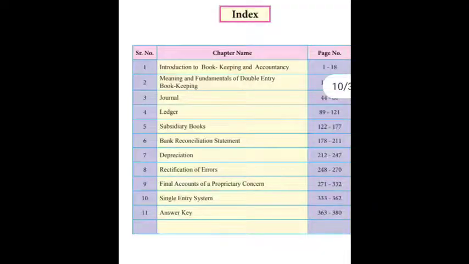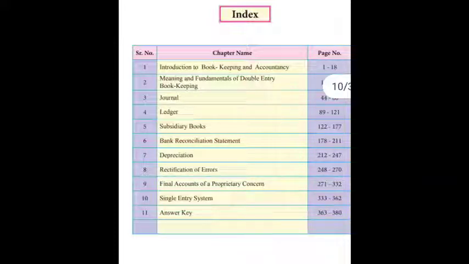Let's see. The first chapter is Introduction of Bookkeeping and Accountancy. In this chapter, we are going to see the meaning and definitions of bookkeeping and accountancy and the various important concepts involved in accountancy. The second chapter is Meaning and Fundamentals of Double Entry Bookkeeping. In this chapter, we'll see how the golden rules are framed and which are the golden rules.